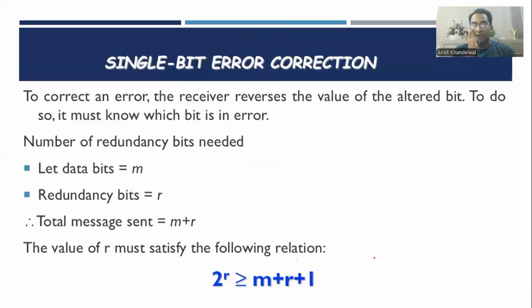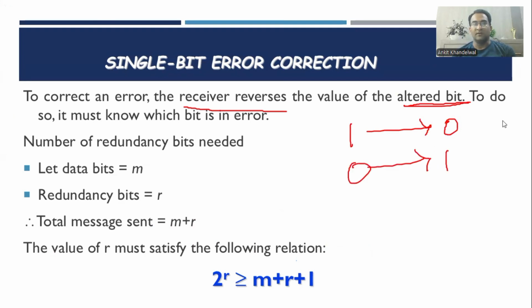Now, how the Hamming code can be used to find a single bit error and how it can be corrected. To correct an error, the receiver reverses the value of the altered bit. That is, either 1 will be changed to 0 or 0 will be changed to 1. To do so, it must know which bit is in error. So how is the receiver going to change the particular bit where there is a change?